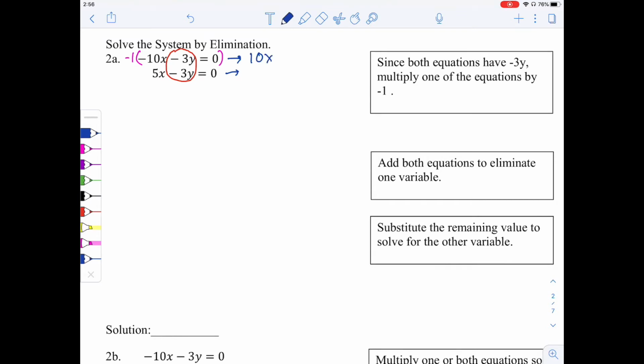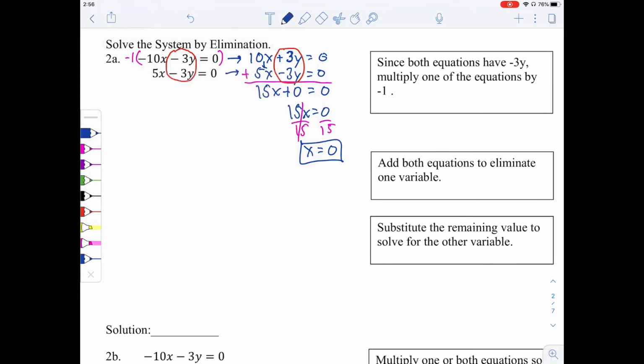So the top equation becomes 10x plus 3y equals 0. We multiply all terms by -1. The bottom equation, we did nothing to it: 5x minus 3y equals 0. And now we can add to eliminate because our y is going to eliminate right there. Right, so our 10x plus 5x is 15x plus 0 equals 0 on the right. So 15x equals 0, divided by 15. 0 divided by 15 is 0.